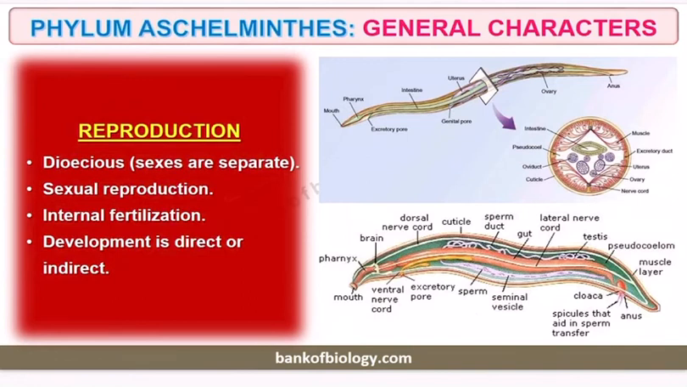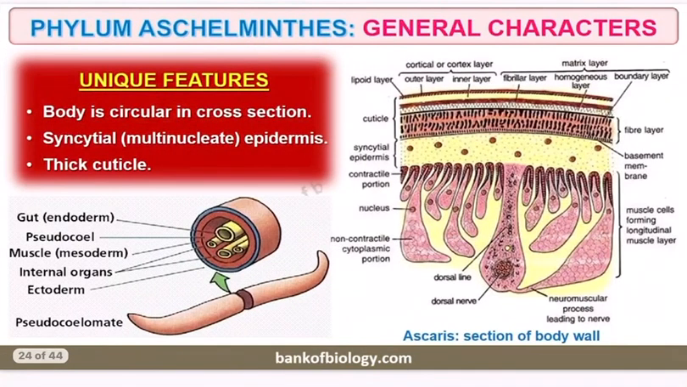Reproduction, sexes are separate, that is dioecious. So far we were talking about the hermaphrodites. Now first time we are seeing that sexes are separate, male sex and female sex. And it is sexual reproduction, that's a good sign. Internal fertilization, again good sign. Development is either direct or indirect. There may be larva also. So that's how there is improvement, there is evolution in the phylum Aschelminthes.